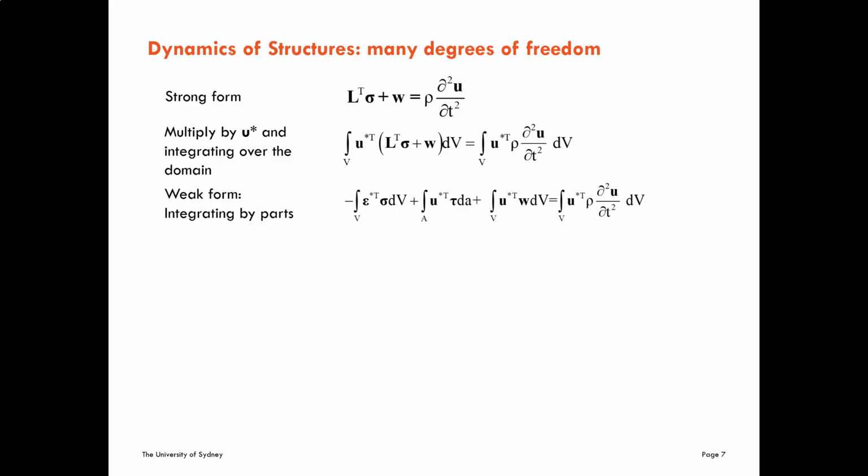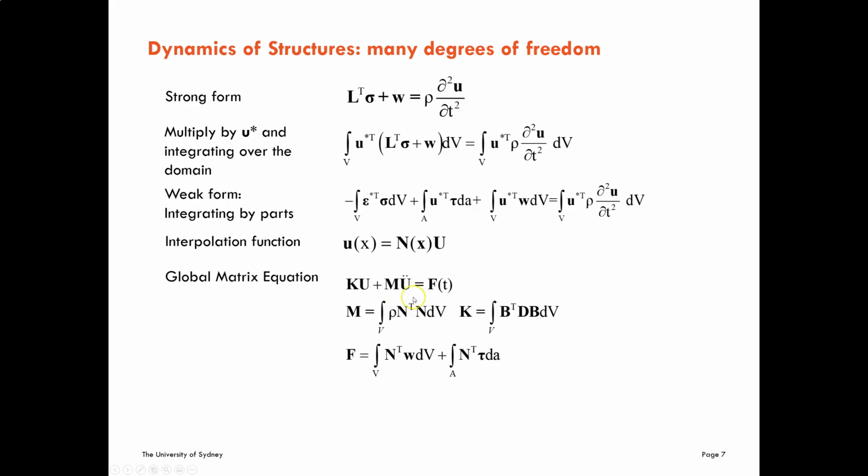Then we have to integrate by parts, and we obtain these two terms from this term. So this is the virtual work done by the internal stresses, and this is the virtual work done by the tractions over the area of the domain. Then we introduce the interpolation functions, or in general the shape functions that connect the displacement in every point of the domain with the nodal displacements. If we replace these expressions into the weak form, then we obtain these equations.